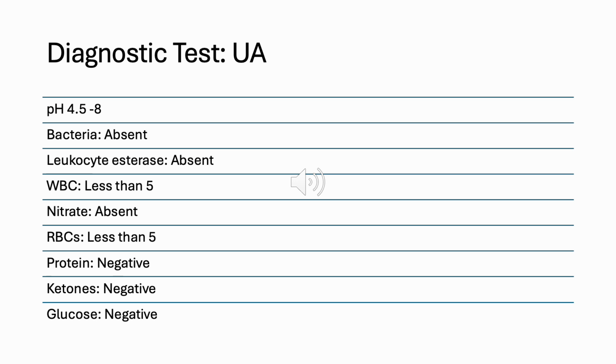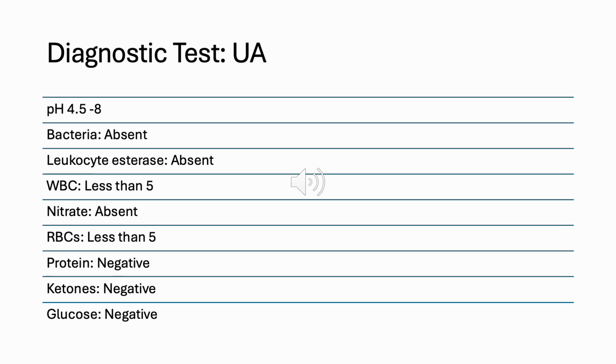I know you learned about urinalysis last semester, but we're going to just review it again. So a normal urinalysis has a pH of 4.5 to 8. If it's high, it could mean there's bacteria in the urine. You should not have bacteria in your urine. If you do, you probably have an infection.